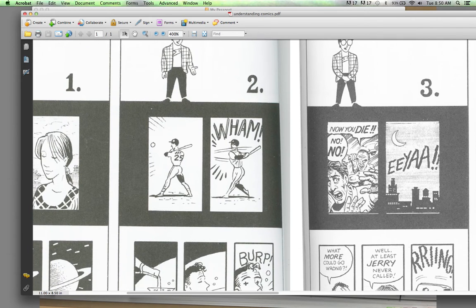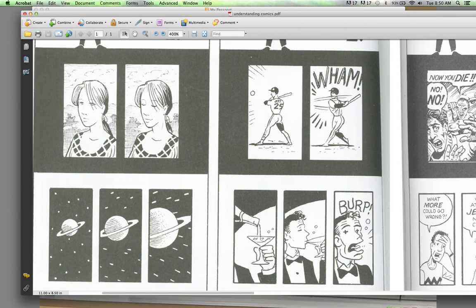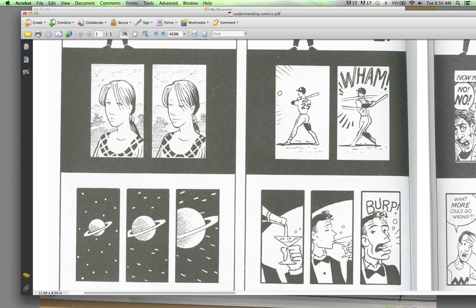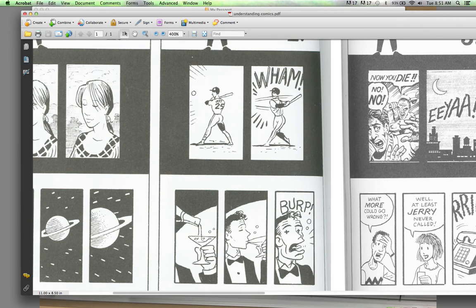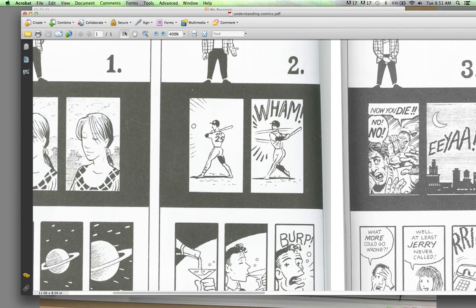Peak moments of action. We compare that to here. Peak moments aren't necessarily here. It's just footage. Moment to moment, things are moving. Here, it's a little bit more involved. We see the result of panels. Okay? All right. Third panel here.